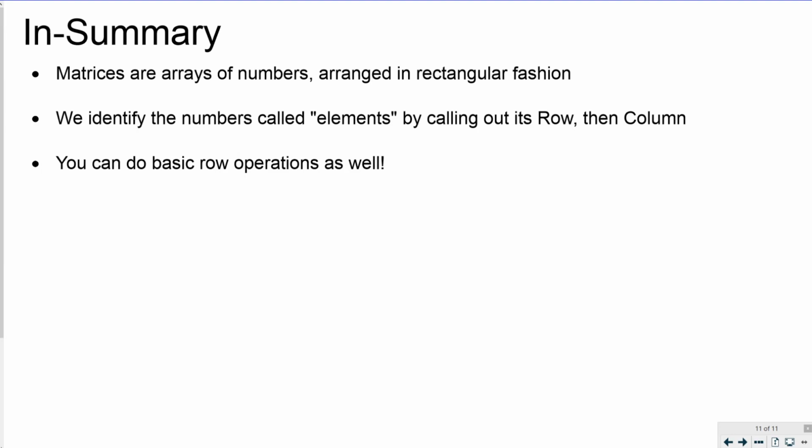So that's it, guys. In summary, matrices are arrays of numbers arranged in a rectangular fashion. Sometimes those rectangles form squares, so you can have a 2 by 2 or a 3 by 3. We identify the numbers, called elements, by calling out the row, then the column, based on which matrix it's in. And then you can do basic row operations like adding, subtracting elements, multiplying elements together, or sometimes you can add or subtract an entire row of elements.